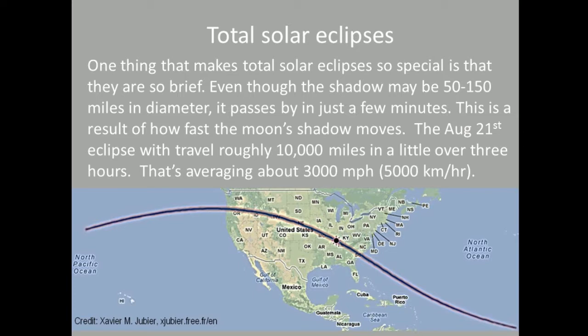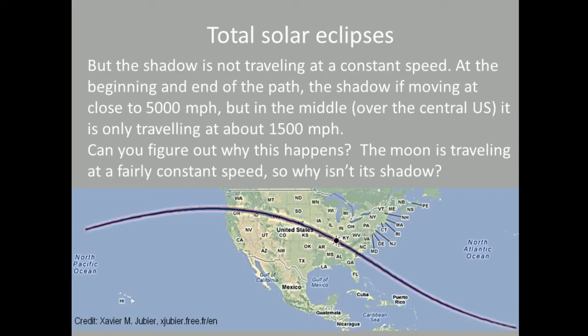One thing that makes total solar eclipses so special is that they're so brief. Even though the shadow may be 50 to 150 miles in diameter, it passes by in just a few minutes. This is a result of how fast the moon's shadow moves. The August 21st eclipse will travel roughly 10,000 miles in a little over 3 hours. That's averaging about 3,000 miles per hour. That'd be 5,000 kilometers per hour.